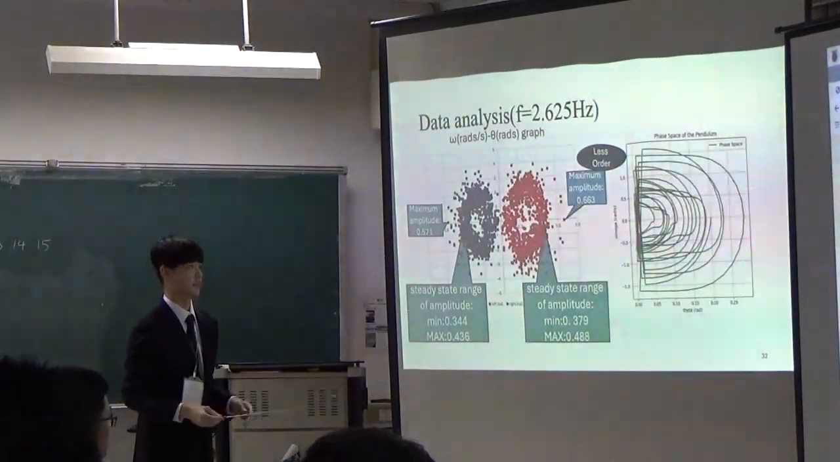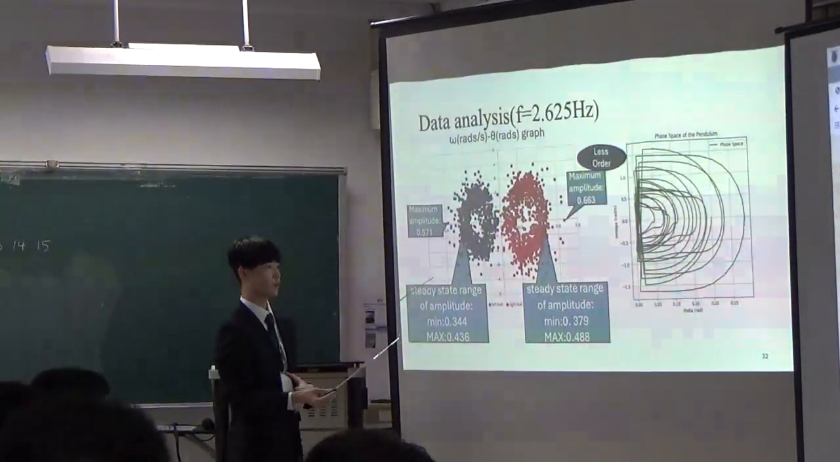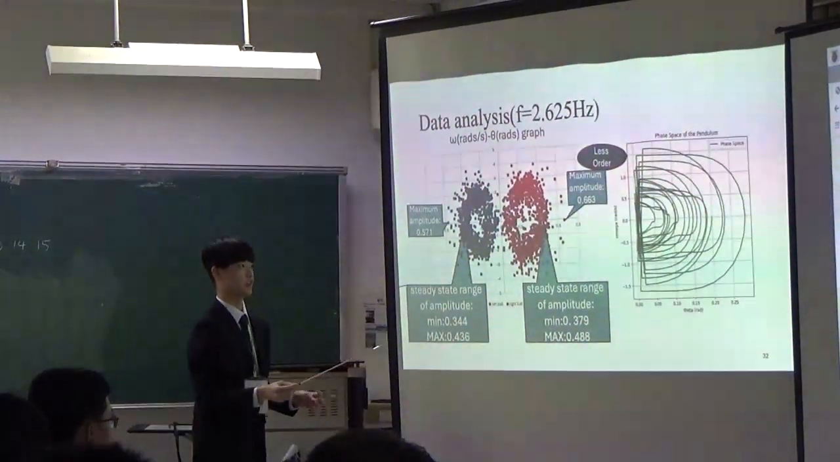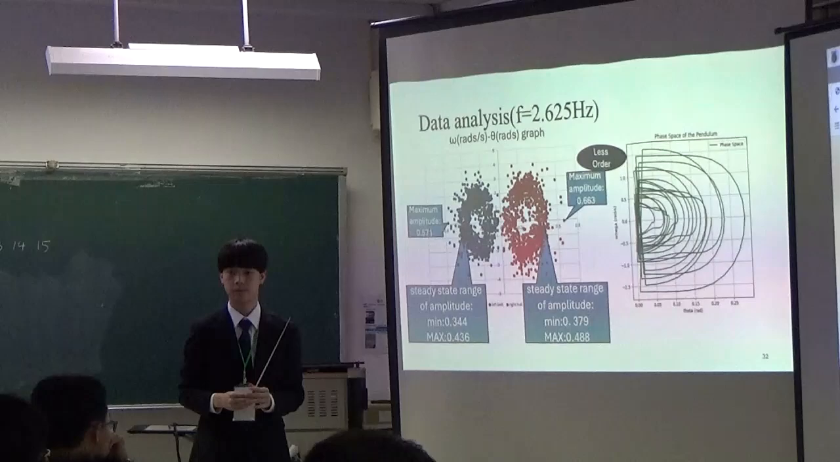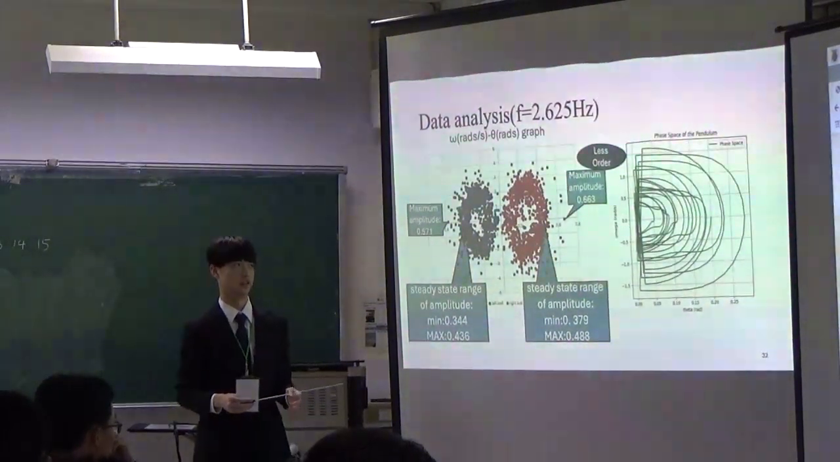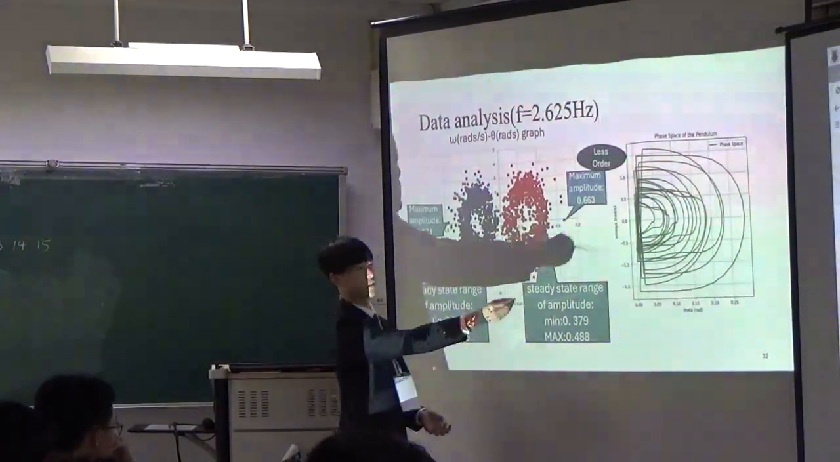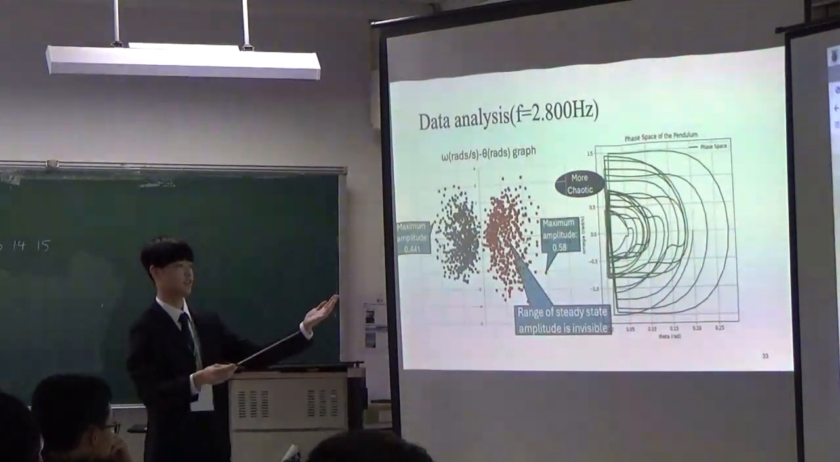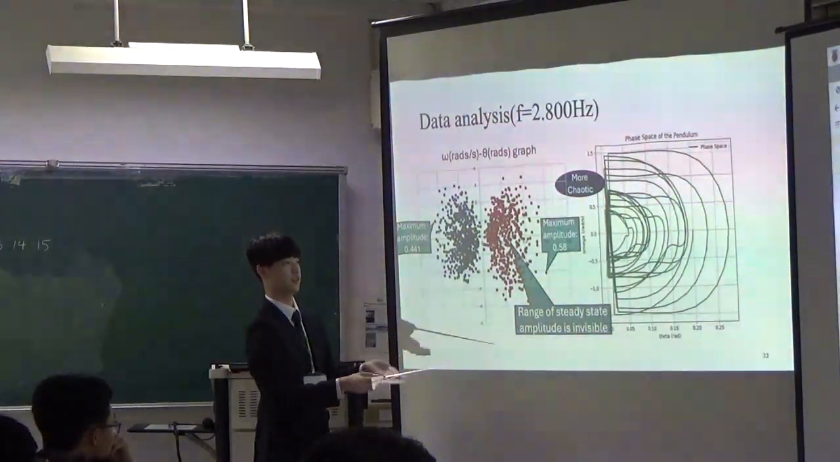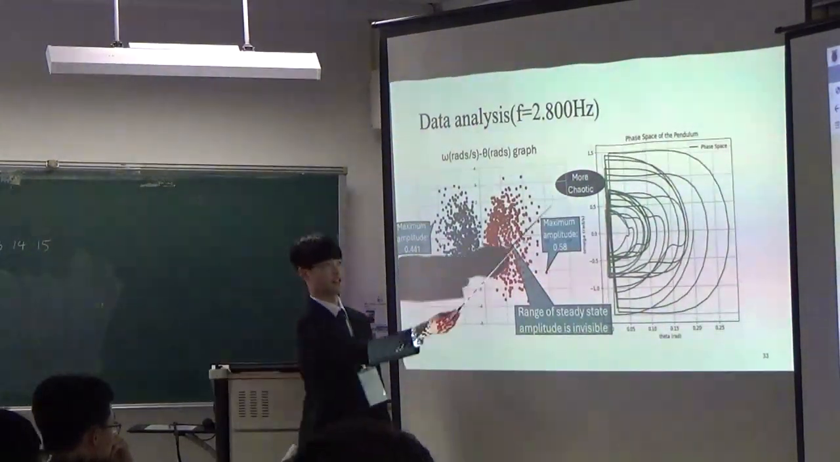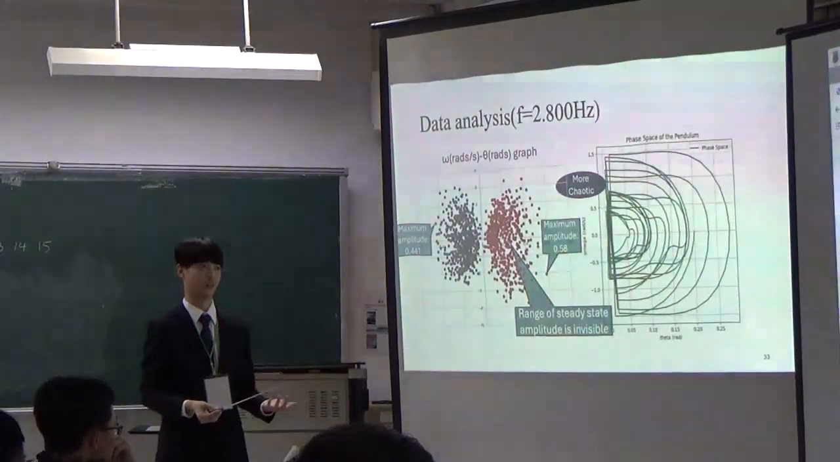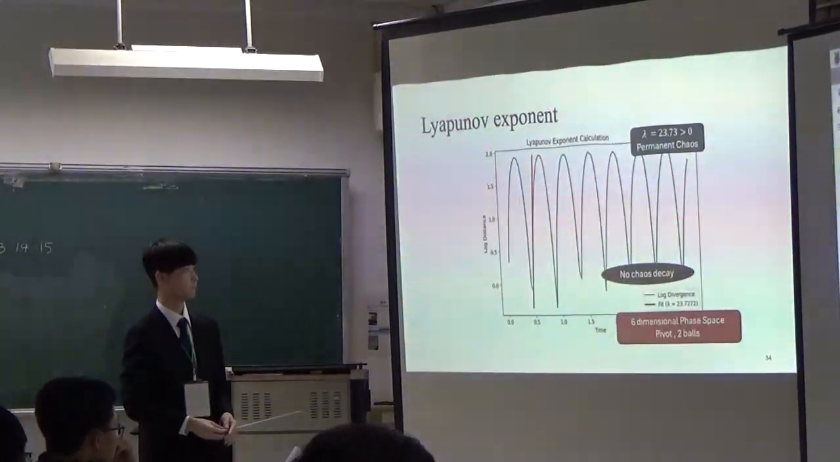And here is the other phase portrait. Here we can also observe the steady state range of amplitude, but it is larger. This is because it is less ordered, and also in the numerical solution. And from this, we can't even see the steady state of amplitude. It is invisible, and neither in the numerical solution, which originally will not have the steady state.